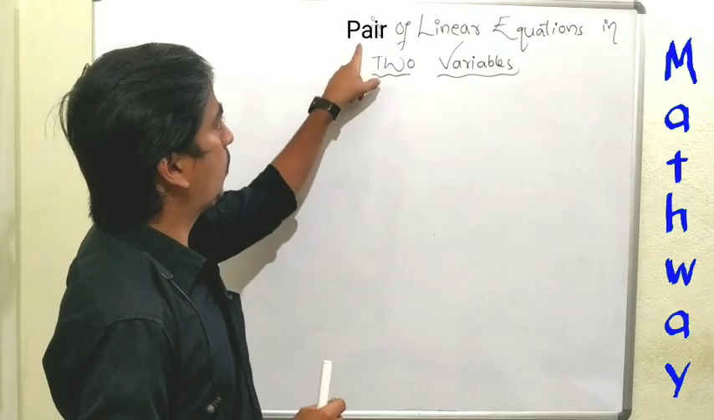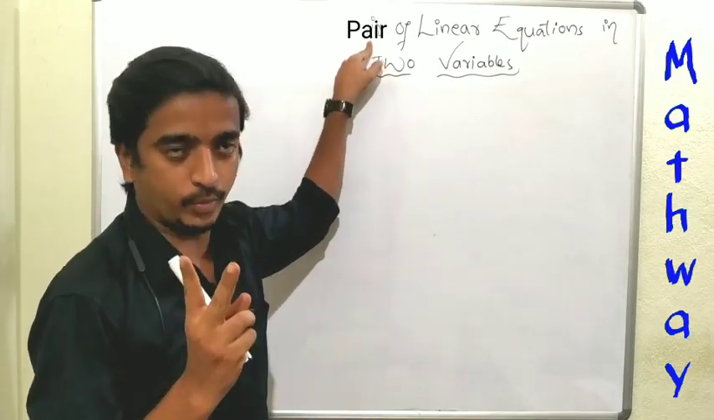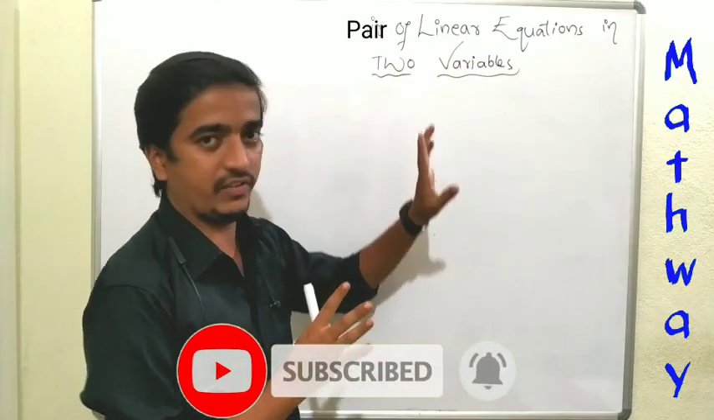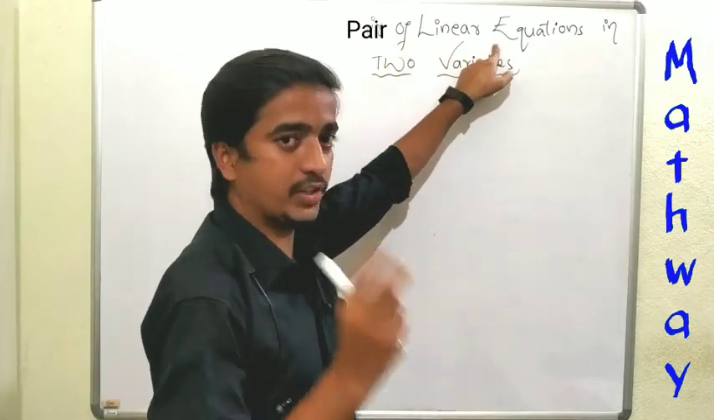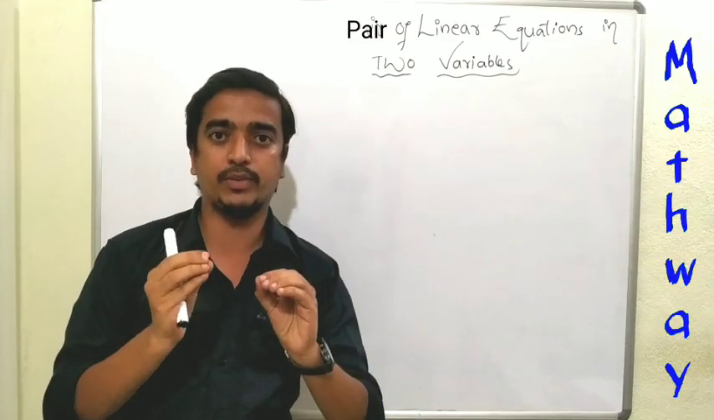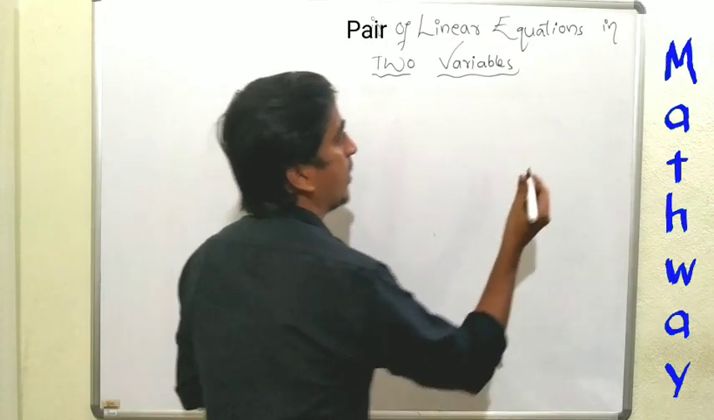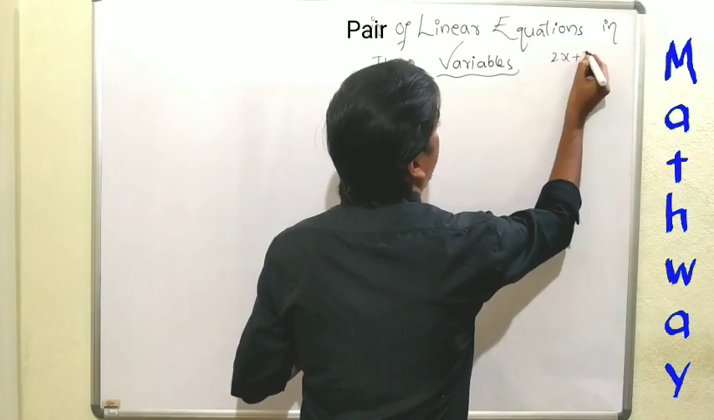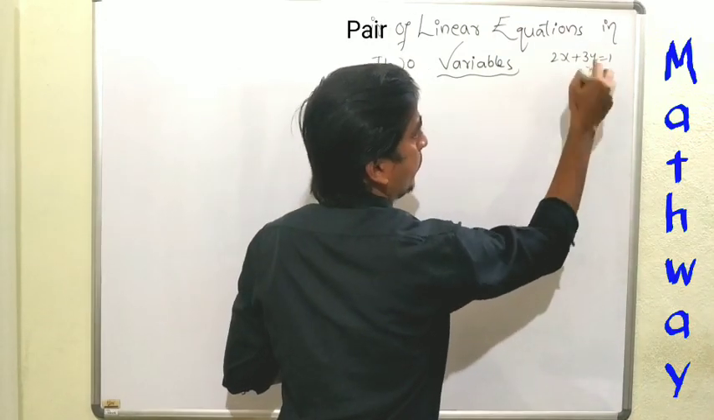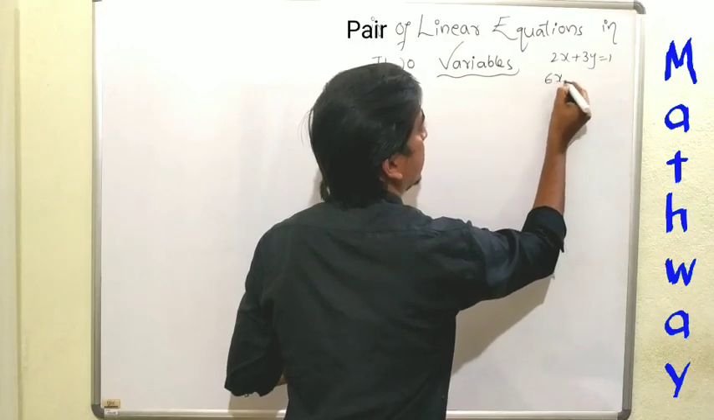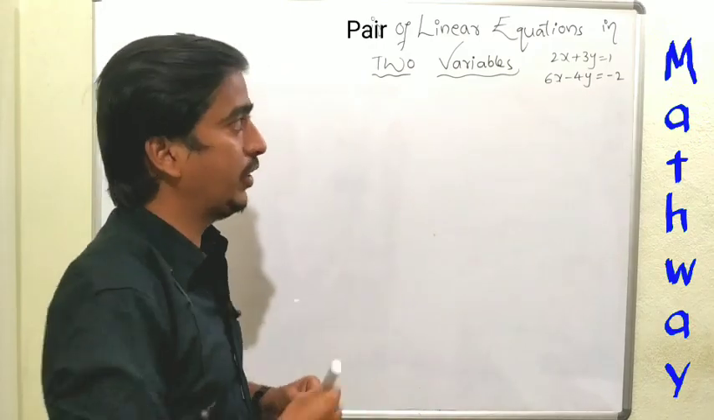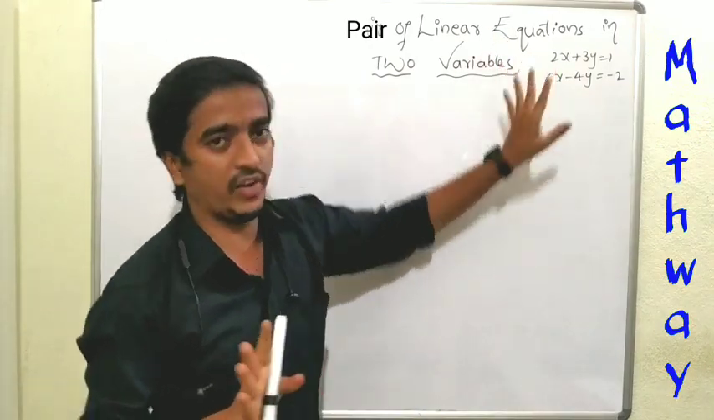Now see what is meant by pair. Pair means two. Linear equation: the equation whose degree is 1, that we call a linear equation. Pair of linear equations means two linear equations in two variables. So these equations have two variables, x and y. For example, we can take 2x plus 3y equal to 1. So it is one linear equation. The x and y are the variables. Next I am taking one more example, 6x minus 4y equal to minus 2. So this is also a linear equation in two variables. These are some examples of a pair of linear equations.